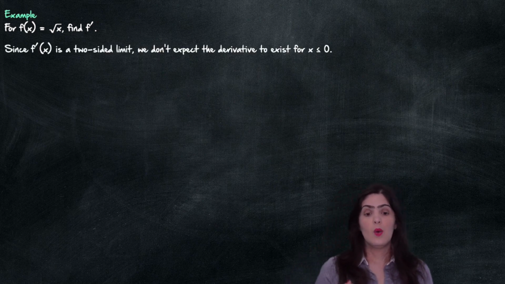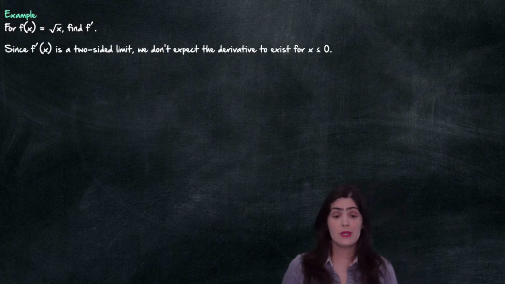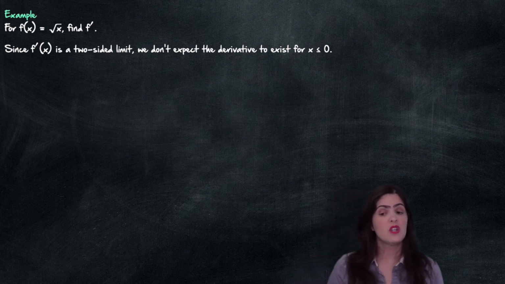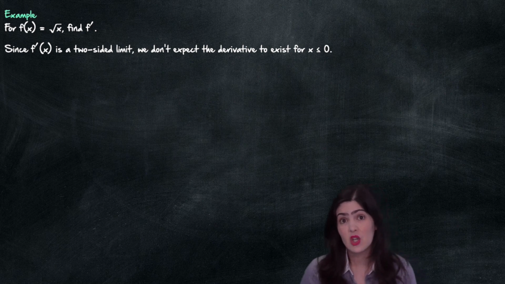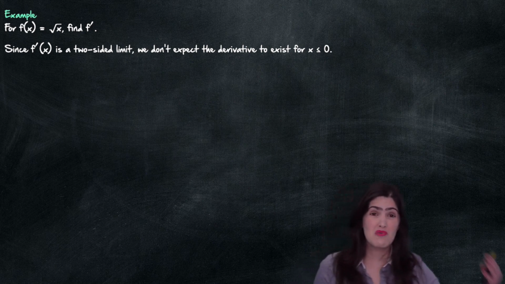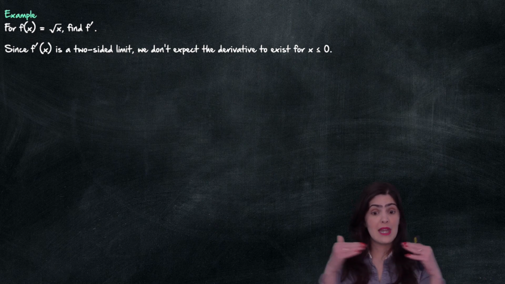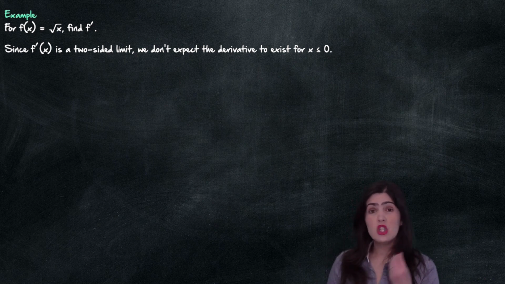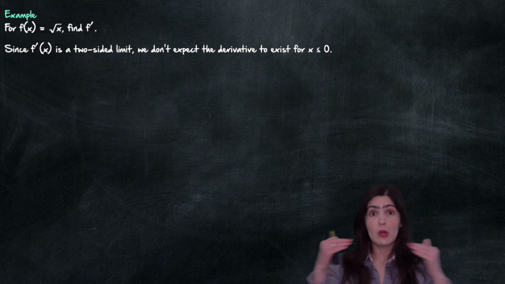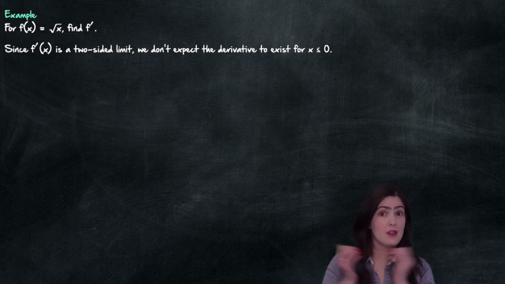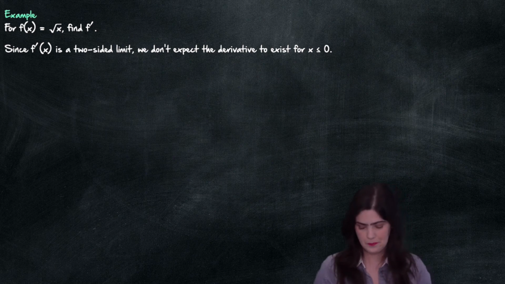Here, f prime, first of all, is a two-sided limit. So we don't expect a derivative to exist for x less than or equal to 0. There's no way to really compute the limit because square root of x is not defined for negative values of x. So there's no way I can approach 0 from both the left and the right. So that's to begin with.